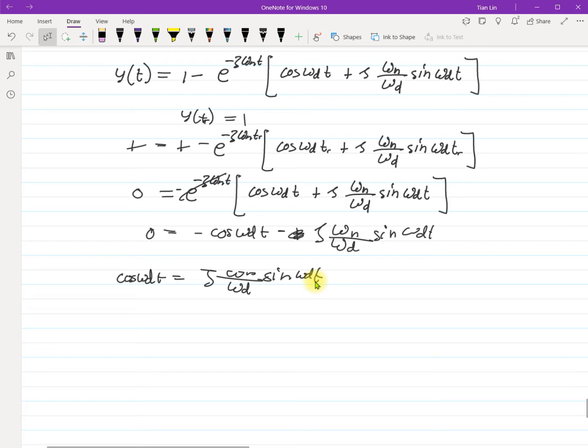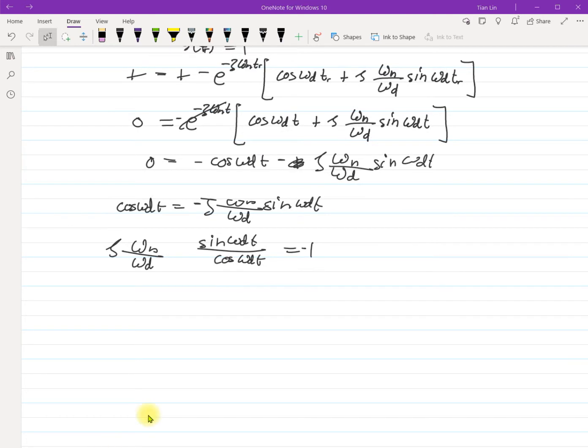Then we can divide both sides by cosine omega d t. So here omega n over omega d. Then we have sine omega d t all over cosine omega d t will be equal to, this is negative, should be negative, sine omega d t over cosine omega d t, that's equal to, from the identities, just equal to tangent.